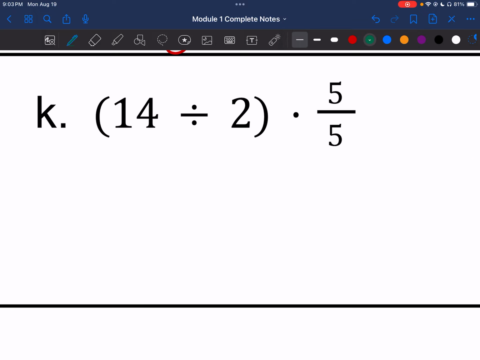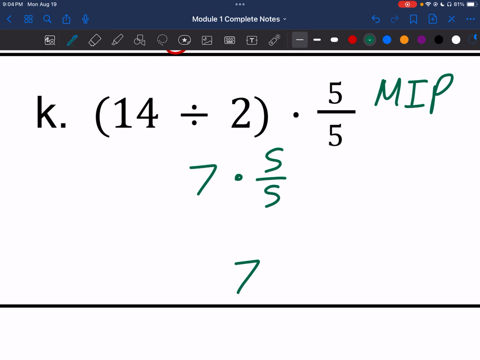All right, letter K. We've got 14 divided by 2 times 5/5. 14 divided by 2, let's do the parentheses first. That's going to be 7 times 5/5. Well, 5/5 is 1. So we could do 7 times 5 is 35, divided by 5 comes back out to 7. And that is our multiplicative identity property. We are multiplying by 1. It's not actually changing our value.